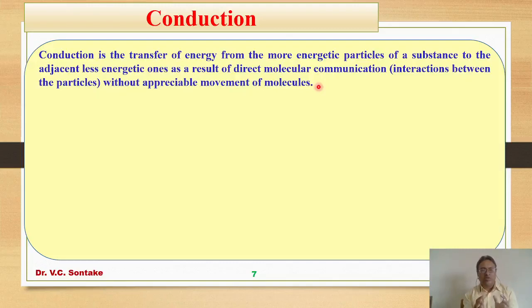The molecules which are in contact with each other, in molecular communication with each other, one of the molecules will be at a higher energy level, another will be at a lower energy level. So heat transfer will take place from molecules at a higher energy level to molecules at a lower energy level. And during this process, none of the molecules will be moving from its mean position. It will only be vibrating about its mean position.